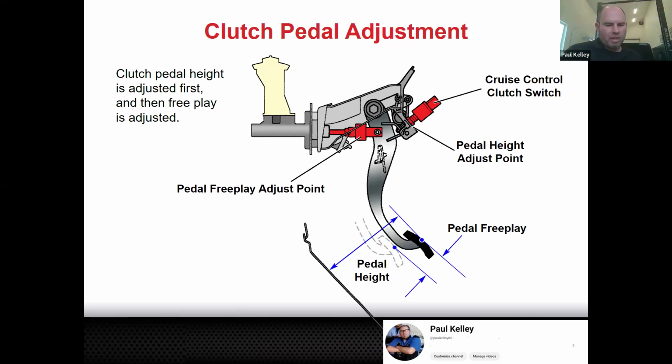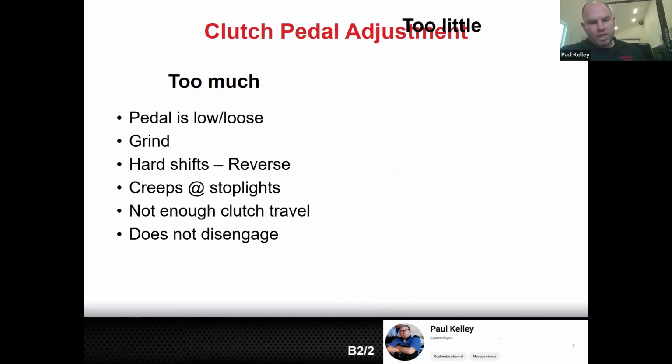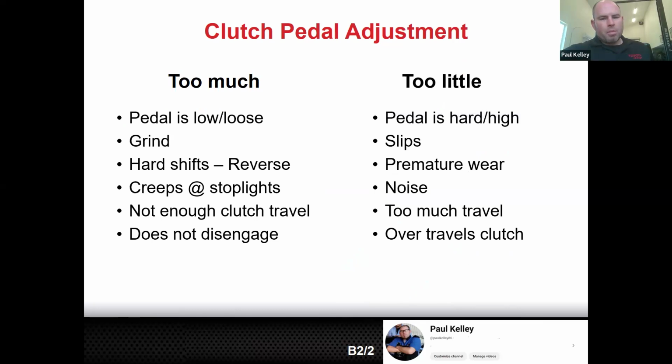So too tight would be insufficient. That would be zero free play. You grab this pedal and try to move it, and it would already be tight because it's already pushing on the hydraulic fluid, because it's just too tight. Okay, what would that cause? Pedal's hard and high, which probably the customer wouldn't really notice, but you might.